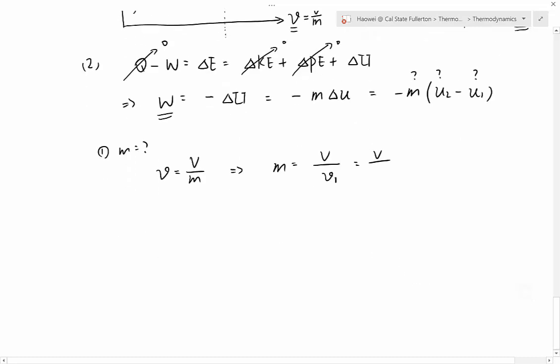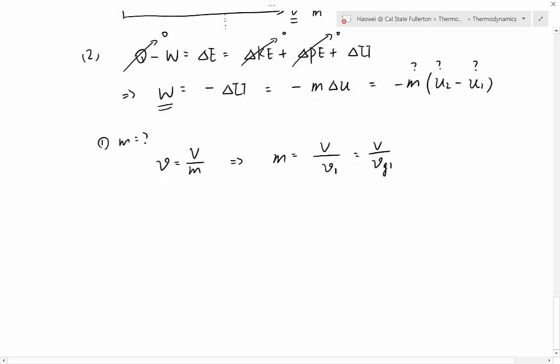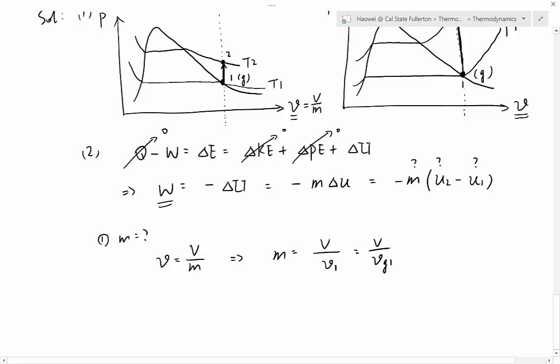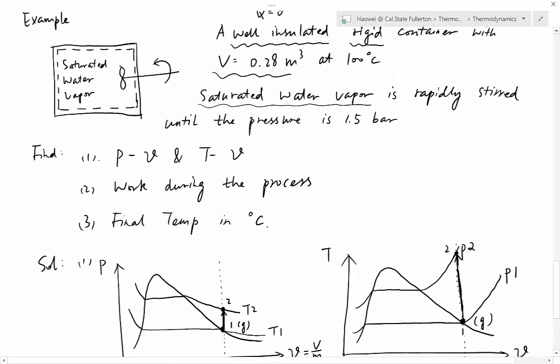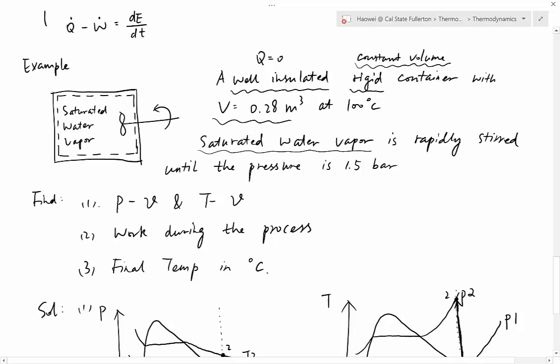And how do you look for nu G? You can easily find nu G from the table. Do we have volume? Yes, volume is given. So the only thing I need to find is nu G at point number 1. What do we know about point number 1, the initial point? Do we know pressure or temperature? We know the initial temperature is 100 Celsius. Like we did before, if you want to start from temperature, you go to table A2. If you want to start from pressure, you go to table A3. This time we know temperature, so we go to table A2.